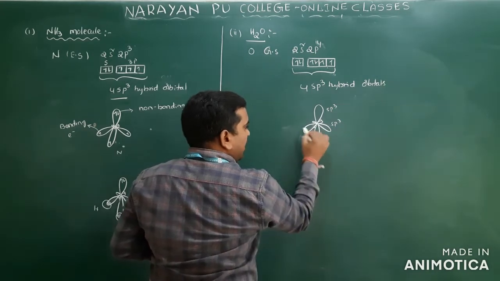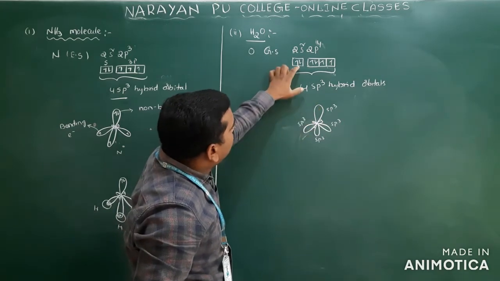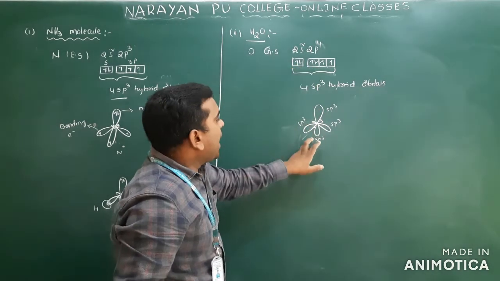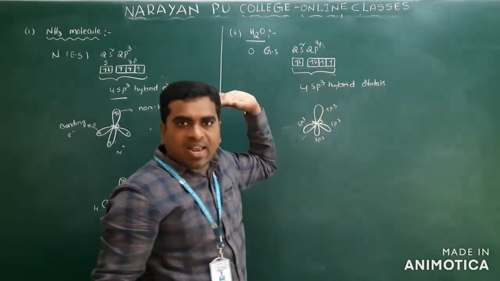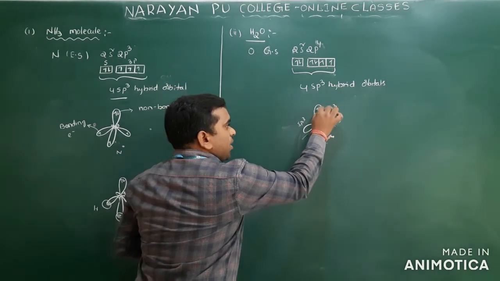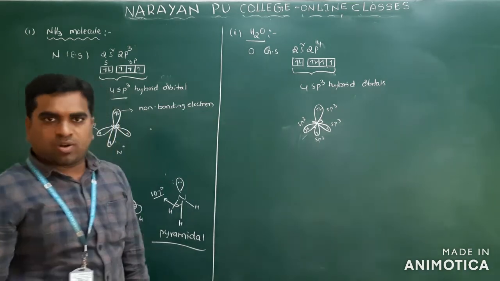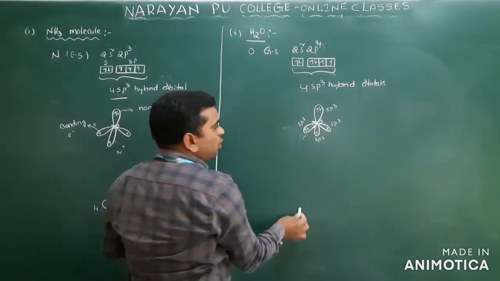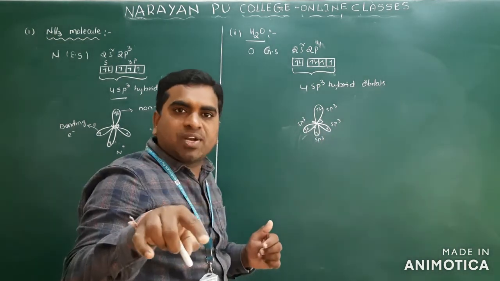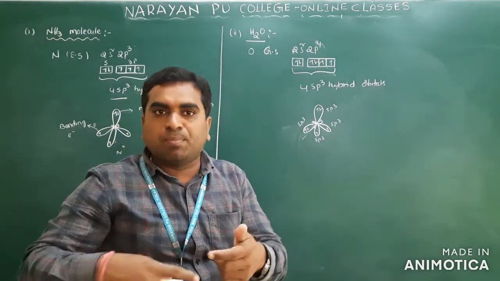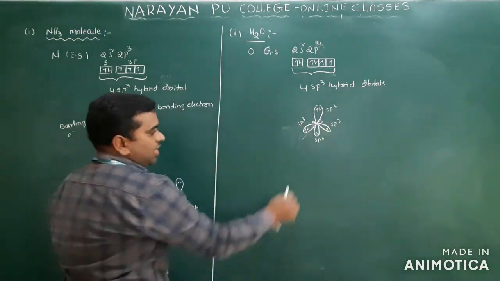And among these, 2 of the sp3 hybridized orbitals will have paired electrons, and the remaining 2 sp3 hybridized orbitals will have unpaired electrons. So here there is 1 paired electron, and here also a paired electron, here 1 electron, and here 1 electron. Clear? And only these unpaired electron hybrid orbitals participate in the bond formation, or you can simply say overlapping. Clear?